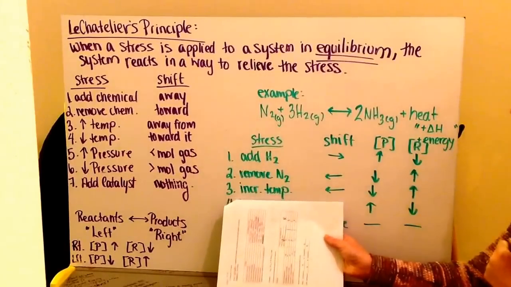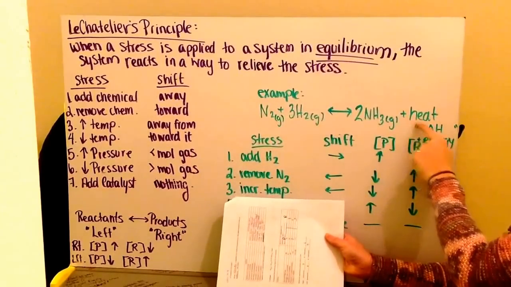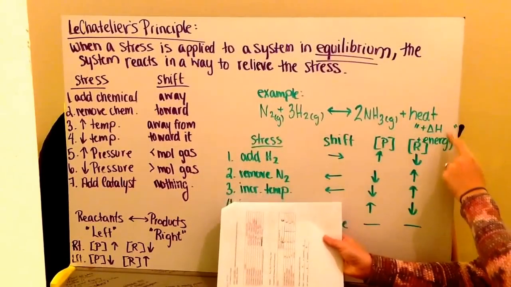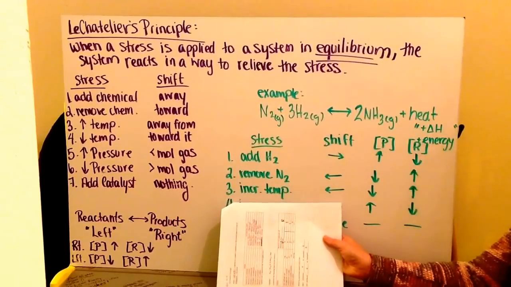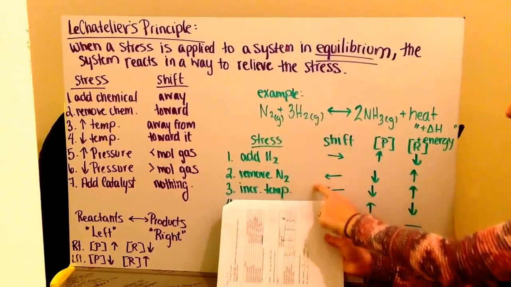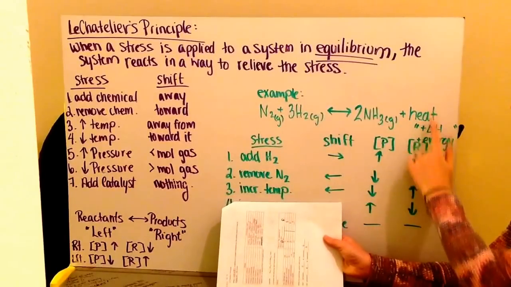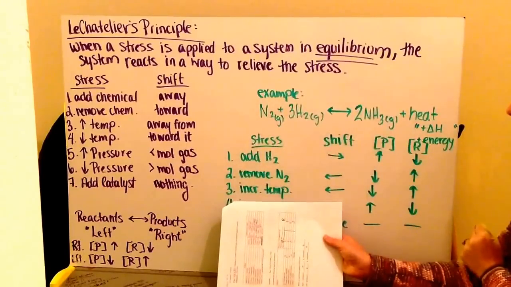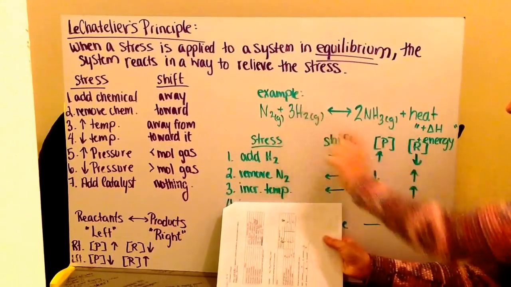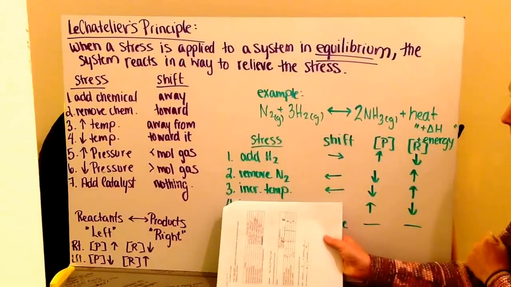Now if I increase the temperature here, you'll notice that my reaction gave off heat. That's like having a negative delta H, or energy released with it. If I increase my temperature, I'm increasing my amount of energy or heat, which is then going to push my reaction towards the left, decreasing my products, increasing my reactants.